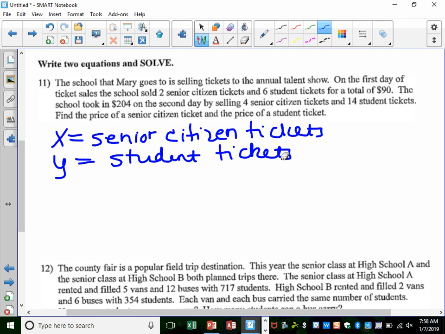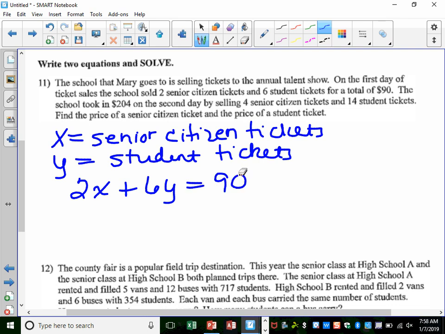Now you could definitely use C for senior, or S for student, whatever you want to, but as long as you define what your variables will represent. So the first day of the ticket sale, the school sold 2 senior citizens, so that's 2X, plus 6 students, so that's 6Y, for a total of $90.